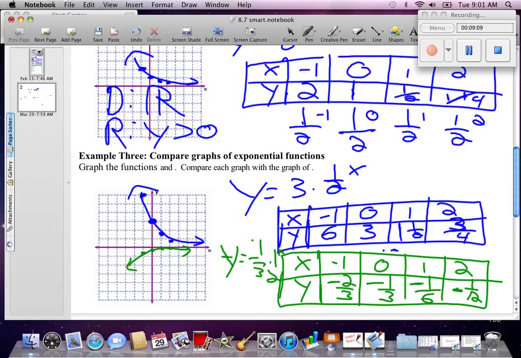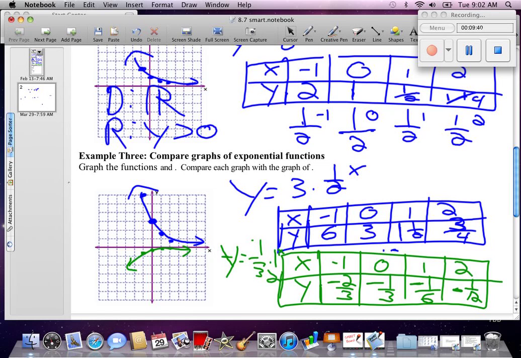Okay? We can see the difference between these and my first one. The y equals 1/2 to the x does not go up as high as 3 times 1/2 to the x. And when we multiply it by a negative, we know it flips it over our x-axis. Okay, and it's 1/3, so it's much closer to the x-axis than either of our other two.